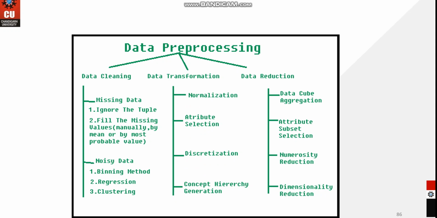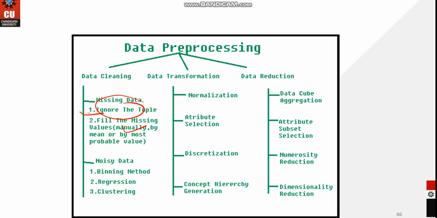This situation arises when some data is missing. It can be handled in various ways, a few of which are mentioned over here. The first one is to ignore the tuples. This approach is suitable only when the dataset we have is quite large and multiple values are missing within a tuple. Then the next technique is filling the missing values.